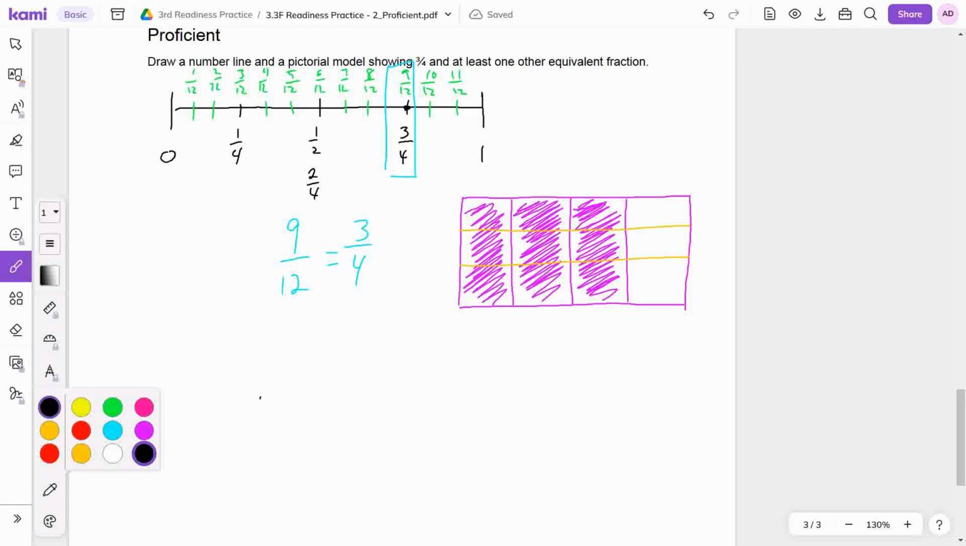So I'm going to say models may vary, and also you don't have to select 9 twelfths. You probably either chose or were thinking about 6 eighths. And if you did 6 eighths, that also works.